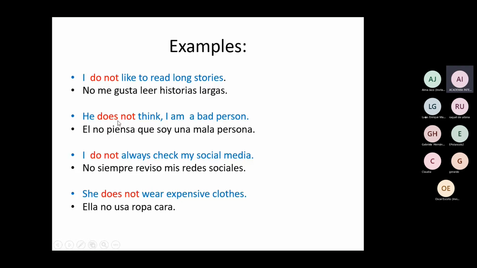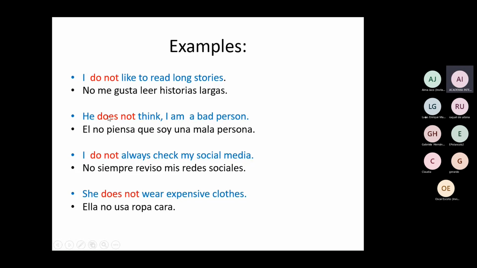If you pay attention to this sentence, the verb doesn't have the letter S here. Why? Because I'm using this auxiliary verb, and this is in third person, and that's why it's not necessary to add a letter S in this verb.